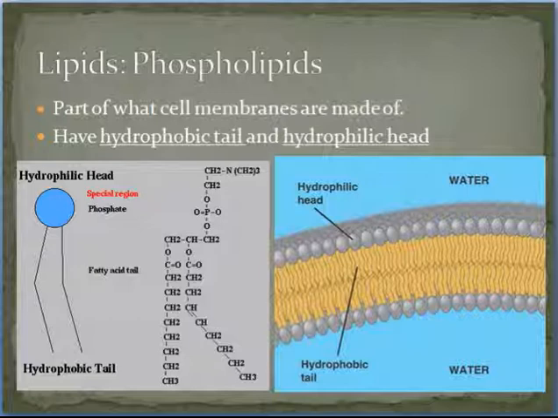The next type of lipid is phospholipids. This is a very important part of what cell membranes are made out of. In general, we say they have a hydrophobic tail. Remember, hydrophobic meaning they don't like the water. And hydrophilic head.